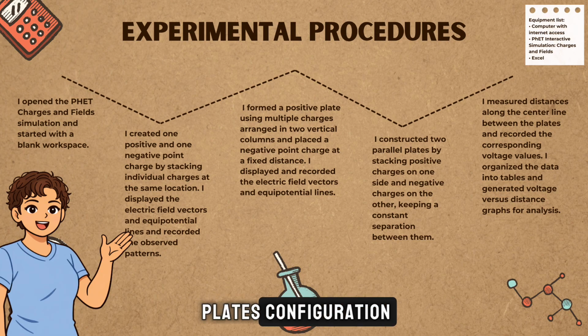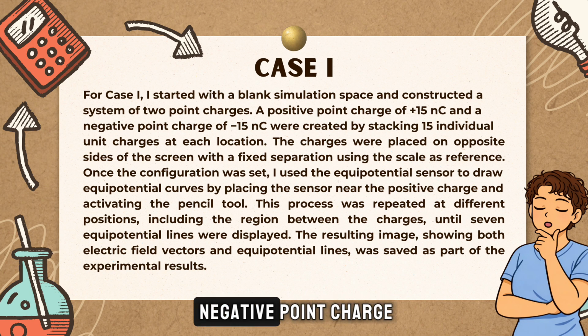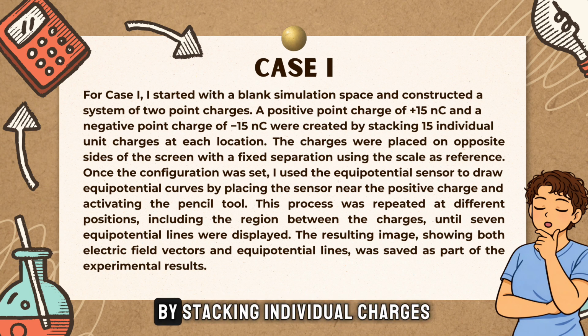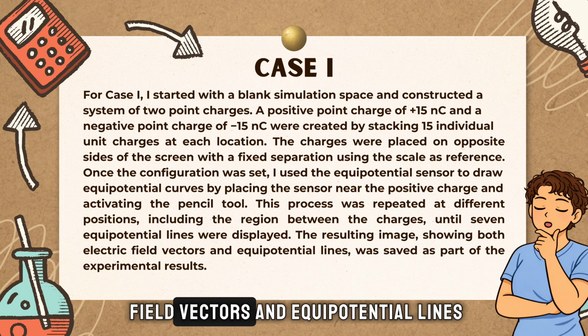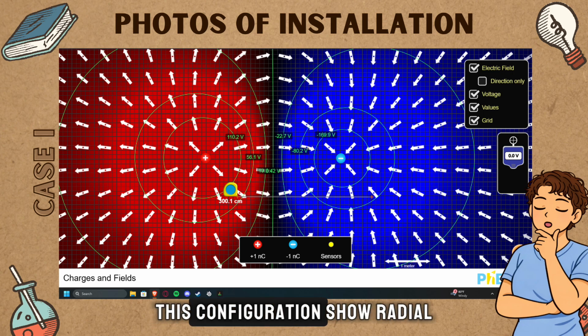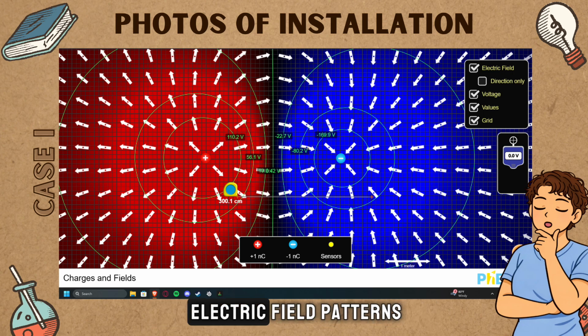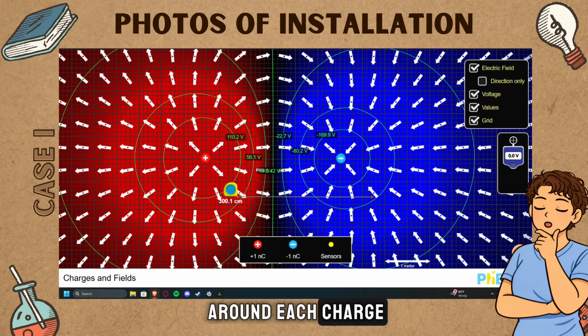plates configuration. In case 1, I created a system with one positive and one negative point charge by stacking individual charges at the same location. I displayed the electric field vectors and equipotential lines to observe their shape and direction. This configuration shows radial electric field patterns and circular equipotential lines around each charge.